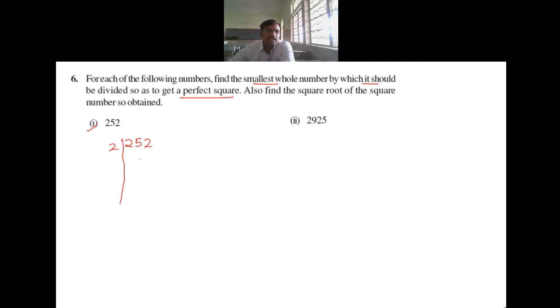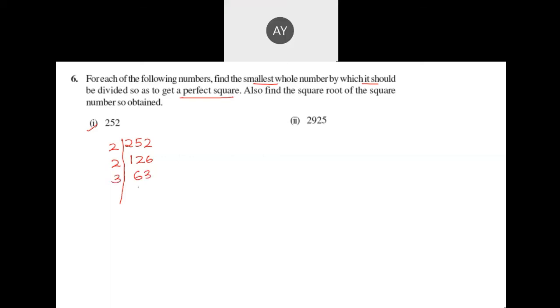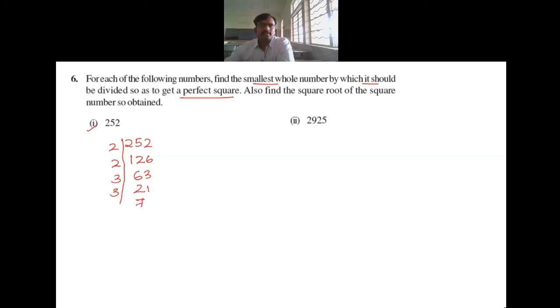It becomes 126, then 63, and 7 is remaining. 63 divided by 3 is 21, 21 divided by 3 is 7, and 7 divided by 7 is 1. So 252 is nothing but 2 square into 3 square into 7. Now we have to divide both sides by 7.